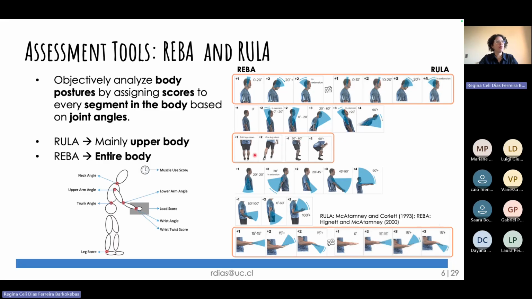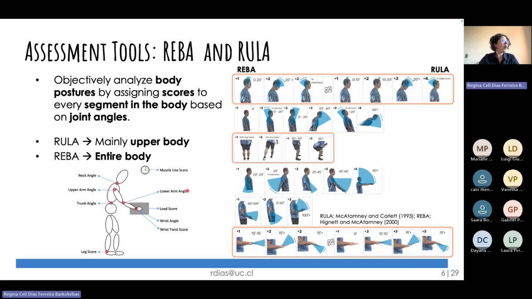RULA just asks you if you have both legs down or if you have one leg raised, but doesn't really account for the knees. And the wrist also has a little bit of difference, but nothing really significant. But because they account for different things, the way that the calculations happen after we have figured out all these angles is a little bit different. So that's why sometimes we use one or the other, or sometimes we use both to verify the risk of a task.